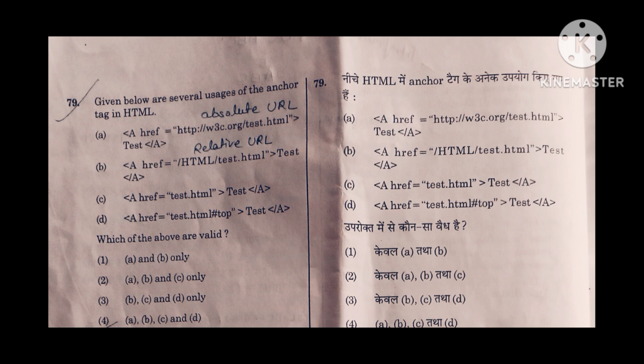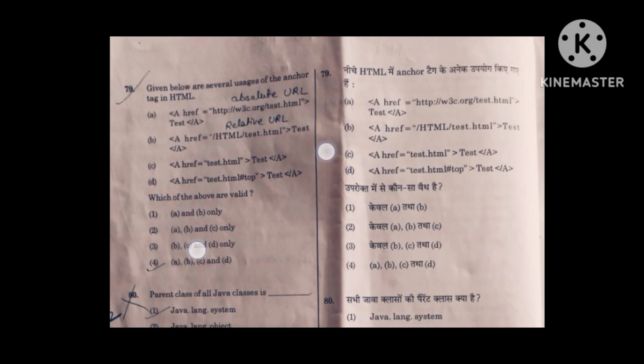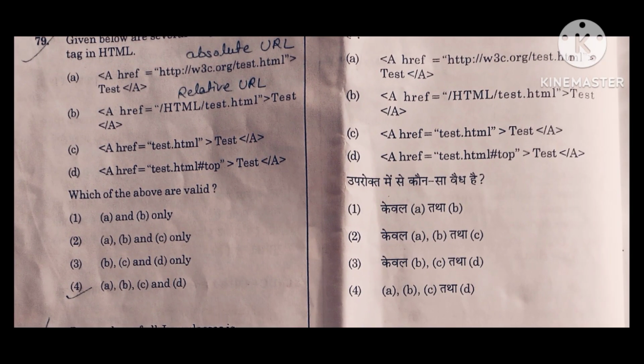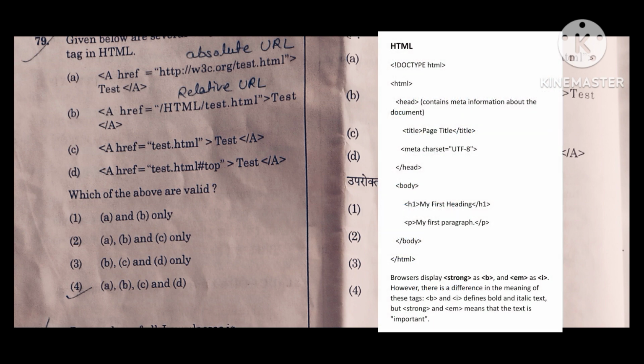First question is, given below are several uses of an anchor tag in HTML. There are 4 HTML tags which are given in the question. So which one is correct? Here, first thing I want to tell you, I'm going to show you the syntax of an HTML tag. The important question is, where is metadata defined? So metadata is always defined in the head tag of HTML.